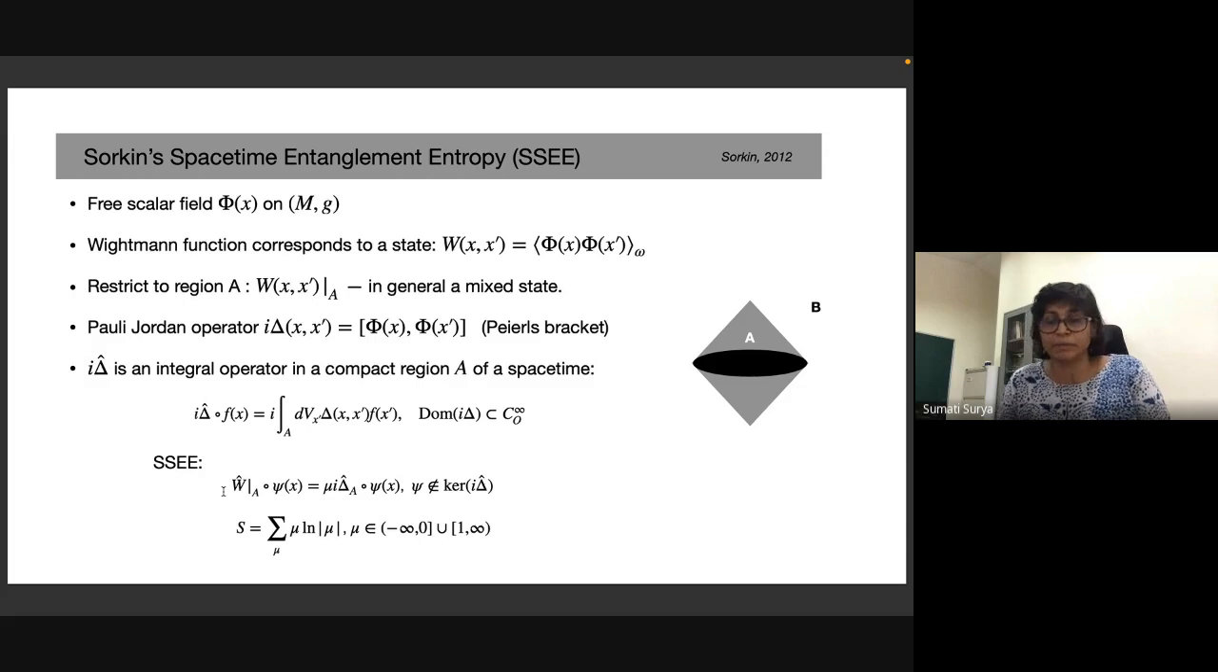Putting these ingredients together, the spacetime entanglement entropy has this form: basically you solve for this mixed generalized eigenvalue equation. Can you see my cursor?